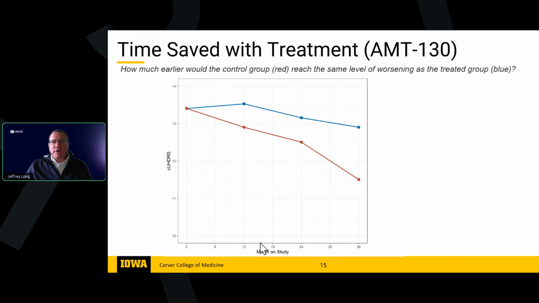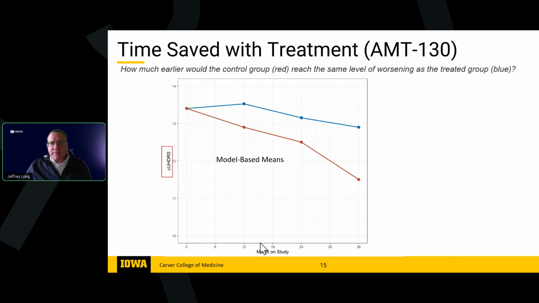And what I'm going to show you in the next slide is that we do have a time delay of up to 2 years under this scenario. So what I have there at the top is just a restatement of the research question: how much earlier would the control group, which here is in red, reach the same level of worsening as the treated group in blue? So next, if you just look at the horizontal axis, we have here the cUHDRS, which are model-based means.